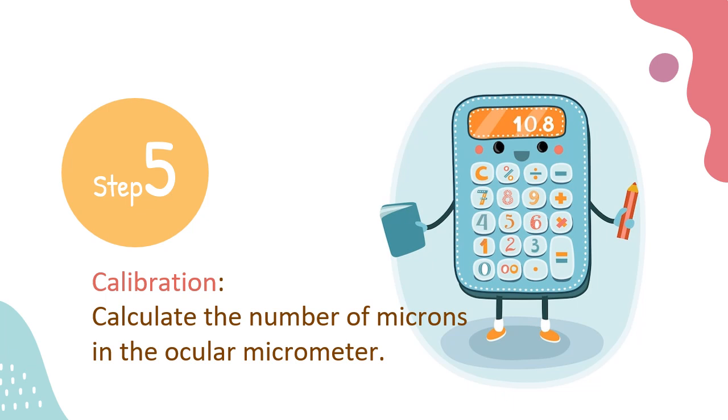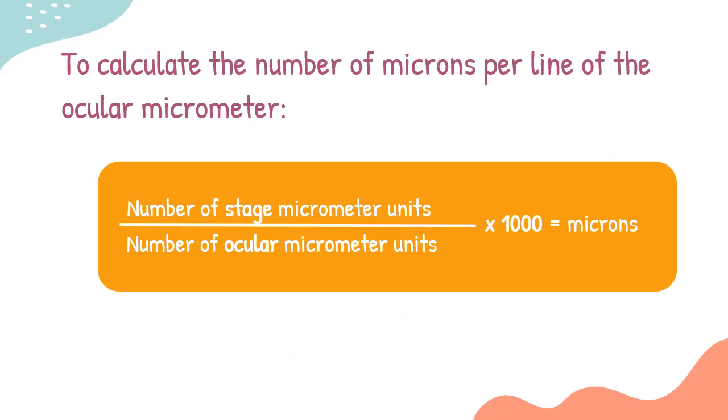Now that we have the two units, we can now calculate for the calibration of your ocular micrometer. Remember that its ocular units or divisions have no exact value yet, but after solving for the calibration, we can get their exact measurement in microns. So step 5, let's calculate.